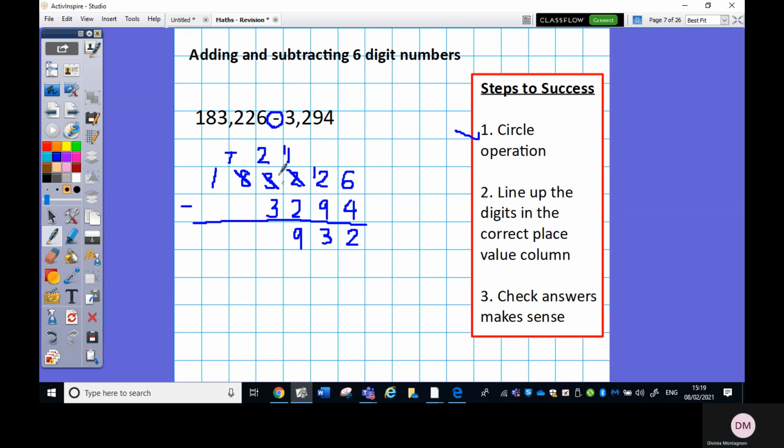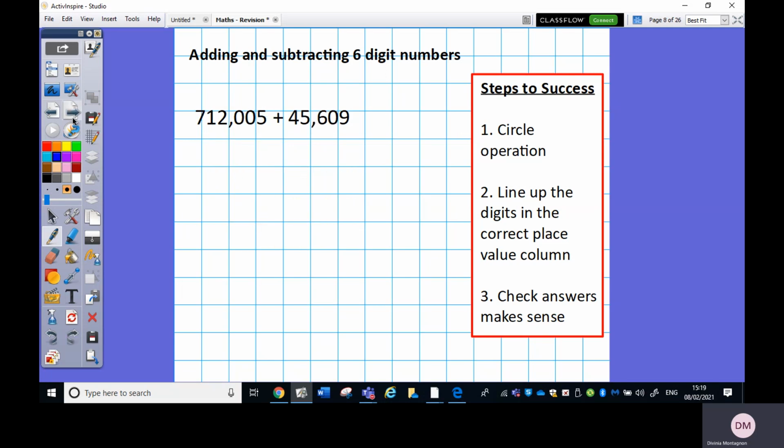That's 7. Oh. Sorry, my pen's gone a little bit funny there. And then I regroup. 12 take away 3 equals 9. And then I carry these down. Great. I'm just going to check that my answer makes sense. If I'm subtracting, I know that the answer needs to be less than the first number, and it is, so that does make sense. Great.